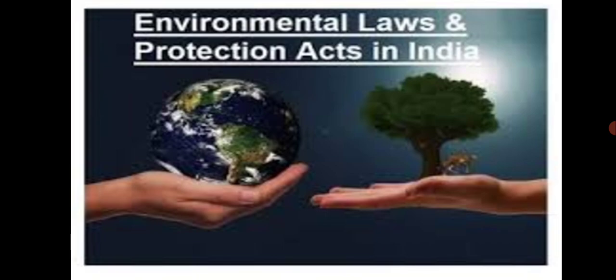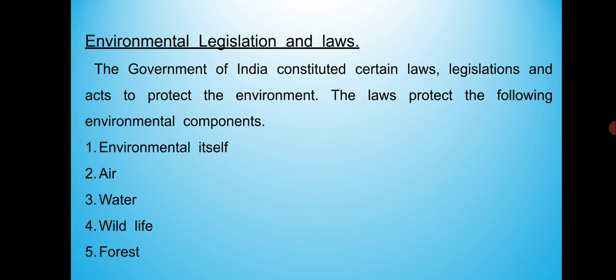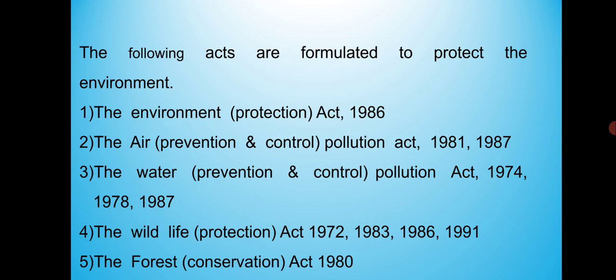Environmental laws and protection acts in India. The laws protect the following environmental components: environment itself, air, water, wildlife, forest. The following acts are formulated to protect the environment: the Environmental Act 1986, the Air Prevention and Control Act 1981-1987, the Water Prevention and Control Act 1974, 1978, 1987, the Wildlife Protection Act 1972, 1983, 1986, 1991, the Forest Conservation Act 1980.